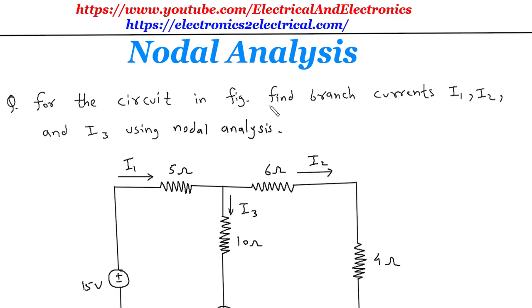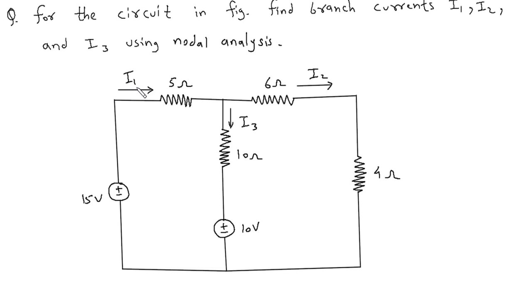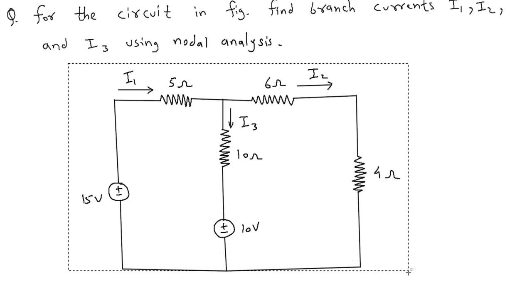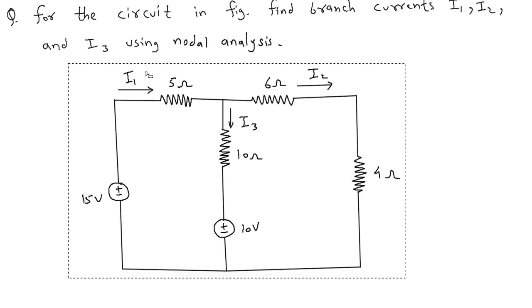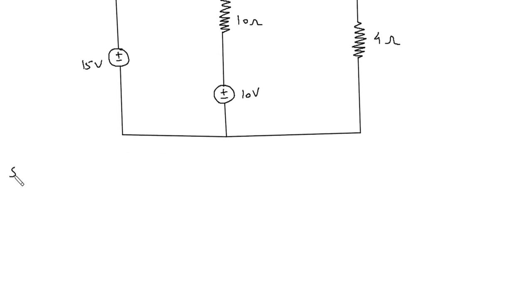For the circuit in figure, find branch currents I1, I2 and I3 using nodal analysis. We have to find this current and this current using nodal analysis. Solution. First of all, we will redraw the circuit.